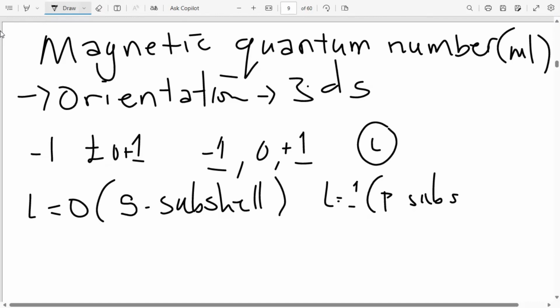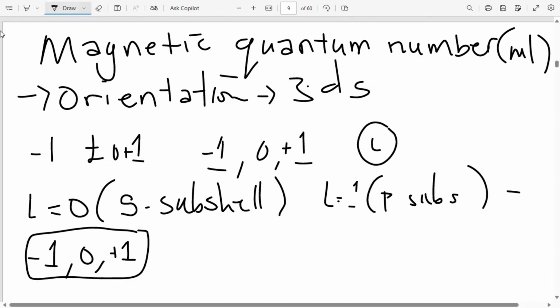So this magnetic quantum number can now be -1, 0, or +1, indicating that there are 3 p orbitals, which means in the p subshell there are 3 p orbitals. That's what all these three numbers are representing. And that's how this magnetic quantum number can also help us predict the actual position of an electron in an atom.